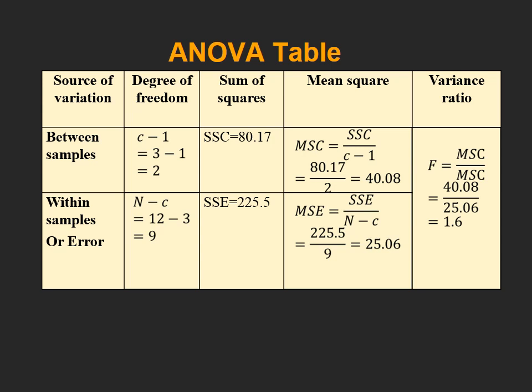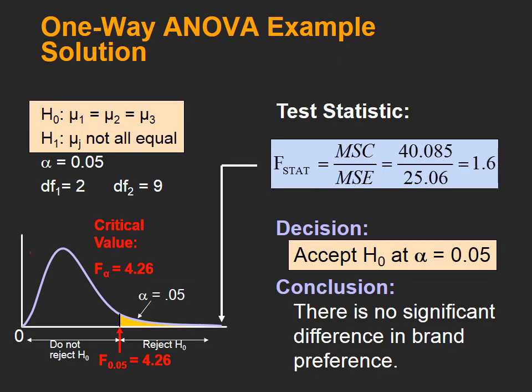So while calculating the F ratio, just keep in mind this F should be greater than 1. In that sense, we put the larger value in the numerator, 40.08 divided by 25.06 in the denominator, and we get 1.6 as the ratio value. We compare this value with the table value, and the table value is 4.26.